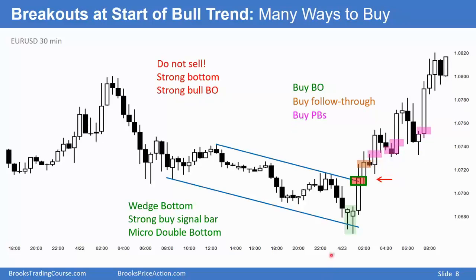You can also buy pullbacks. We have a bear bar pulling back after this 2-bar breakout. Traders can buy on a stop above its high, and same with here, and same with here. You can also buy with limit orders.